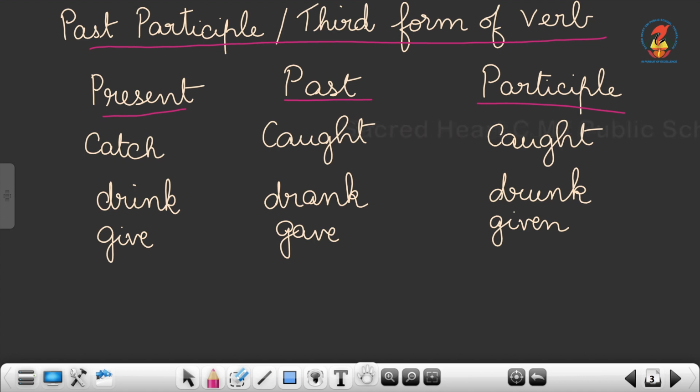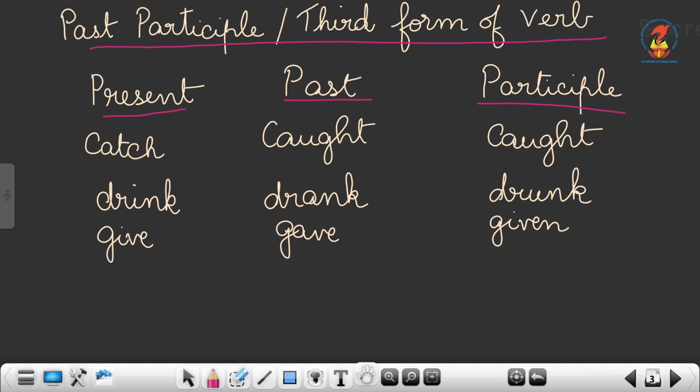So let's see how the verbs will come in three forms. For the verb catch, okay, the past form of catch is caught and the past participle of catch is caught itself. In most of the cases, past form and past participle form are same, okay. But I cannot say that for all the verbs it will come like that. No, but for most of the cases, the past participle and past form would be same.